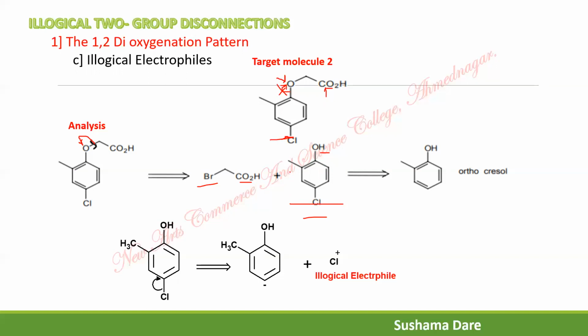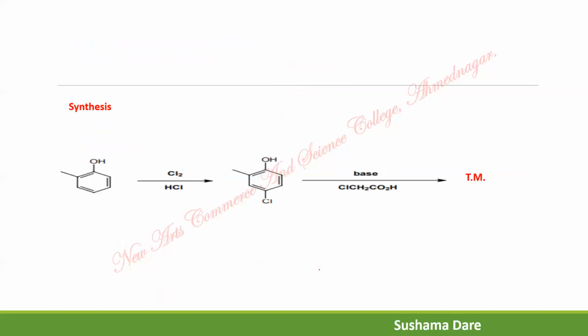Next, retro of this. Now look at this target molecule. Here OH and CH3 are ortho related to each other, so it is ortho-cresol. What we are going to do is remove Cl from the para position, in the direction of an aromatic carbon. So this gives an illogical electrophile. At the end, it is nothing but chlorination at the para position, that is an aromatic electrophilic substitution reaction.